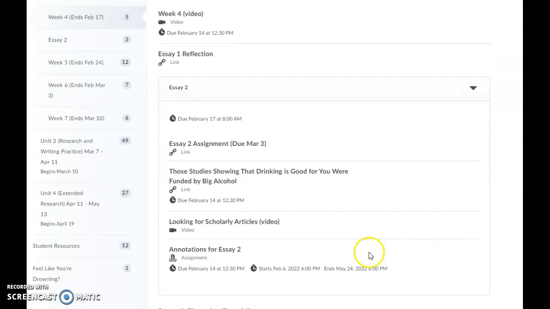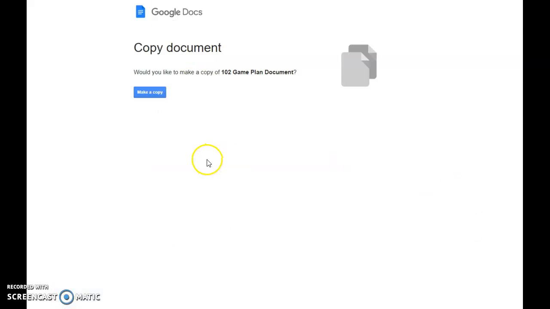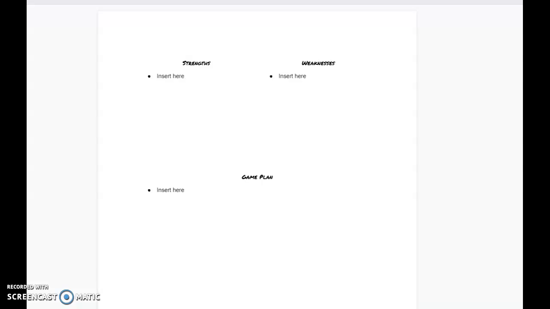All right, first and foremost, let's talk about the Essay 1 reflection. If you click that link, it's going to say, would you like to make a copy of the 102 game plan document? What this is actually going to do is take this document that I want you to work with for the Essay 1 reflection, and it'll make a copy of it and save it in your Google Drive. If you go ahead and hit make a copy, it will create a copy and then open it up.